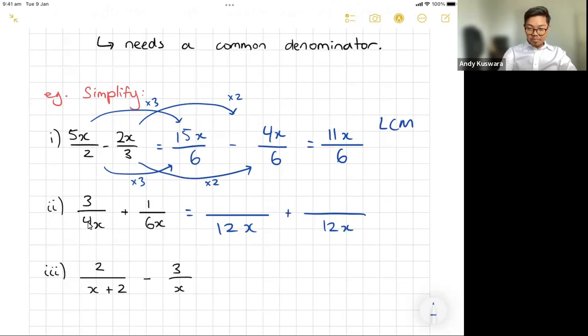Very similar to before. How many times will 4x go into 12x? Well, I can see that I need to times 3, so I'm going to times 3 up the top as well. 3 times 3 is 9. And I'm looking at 6x. How do I get that to 12x? Well, I need to multiply it by 2, so I'm also going to multiply by 2 up top. And we have to use just multiplication. So in this case, 9 plus 2 is 11. And my denominator for addition and subtraction will stay the same.